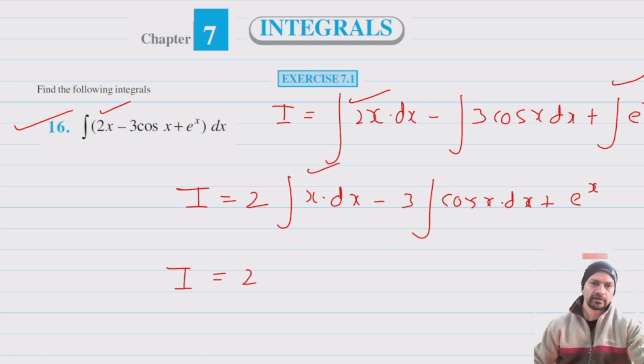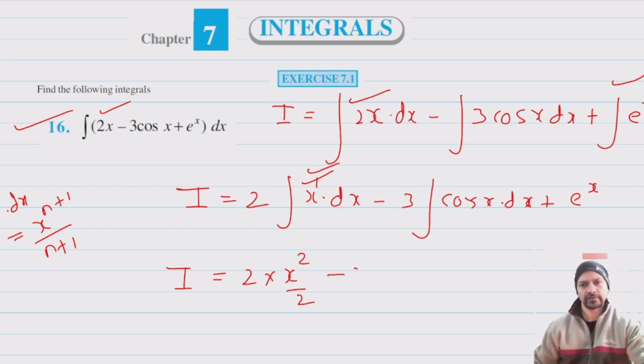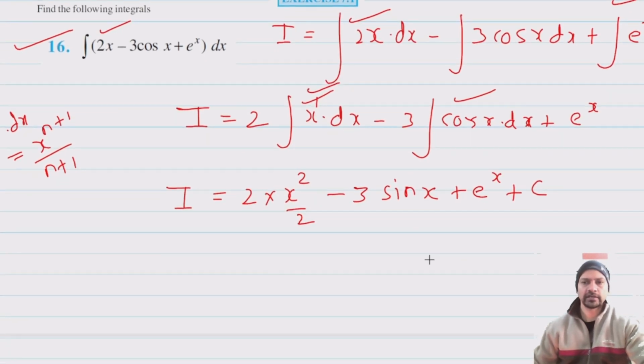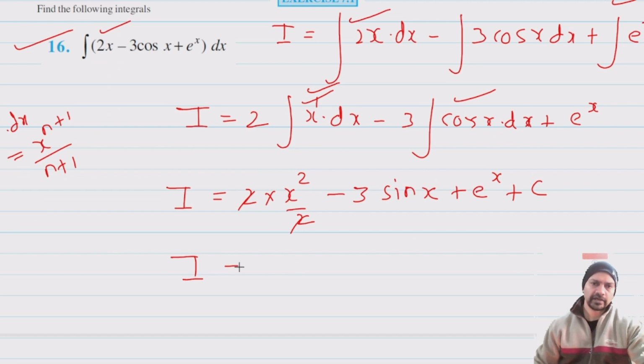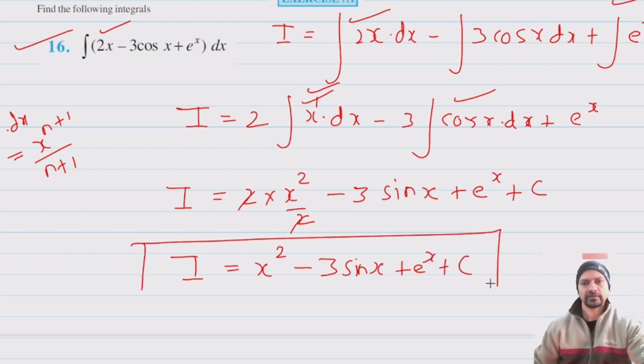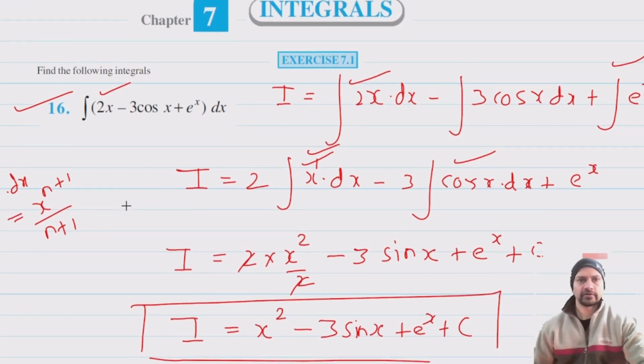Now integration of x is, we are going to use the formula: integral of x raised to the power n dx is equal to x raised to the power n plus 1 upon n plus 1. So integration of x, where n is 1, is x squared, 1 plus 1 is 2, upon 2, minus 3 times the integration of cos x, which is sin x, plus e raised to the power x, and don't forget to add the integral constant. Our final answer is x squared minus 3 sin x plus e raised to the power x plus c. So this is the answer for question number 16.